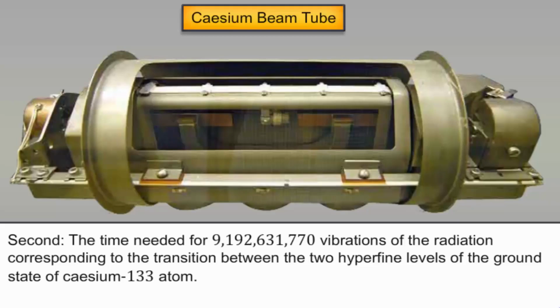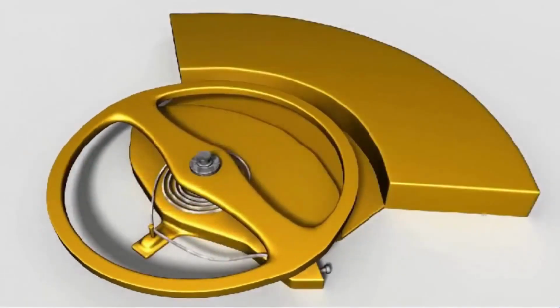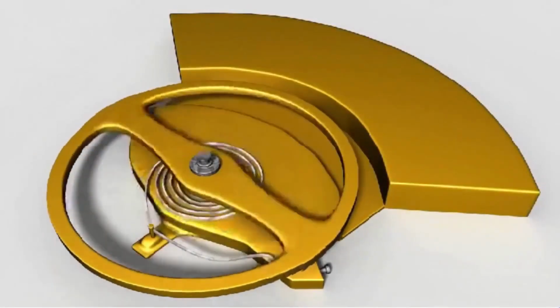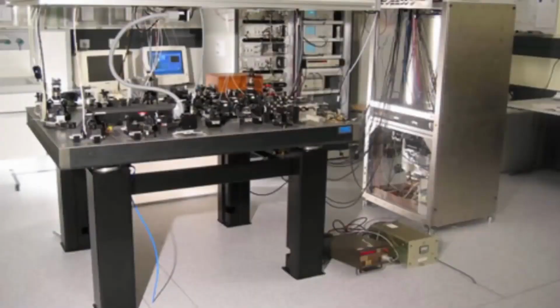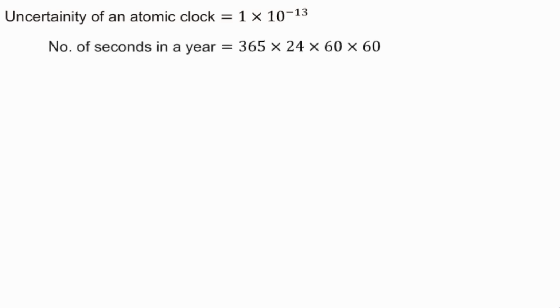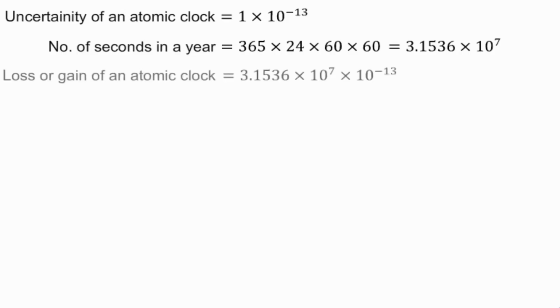The vibrations of the cesium atom regulate the time shown by this atomic clock, just as the vibrations of a balance wheel regulate the time shown by an ordinary wristwatch. The cesium atomic clock has an accuracy of 1 second in 1 million years, or an uncertainty of plus or minus 1 × 10⁻¹³. The number of seconds in a year is 3.1536 × 10⁷. Hence, the atomic clocks lose or gain no more than 3 microseconds in 1 year.